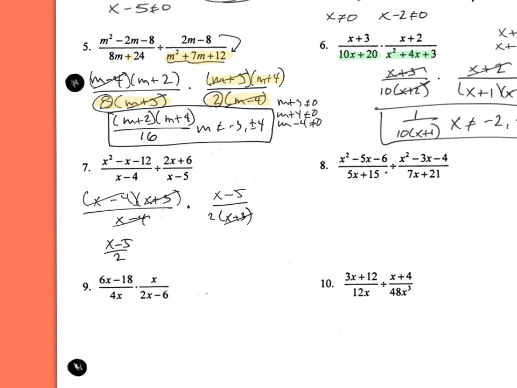Our restrictions. These two denominators and those two denominators. So x minus 4 cannot equal 0. X minus 5 cannot equal 0. X plus 3 cannot equal 0. We know the 2 can't equal 0, so we don't care about that. So we get x cannot equal, looks like 4, 5, -3.